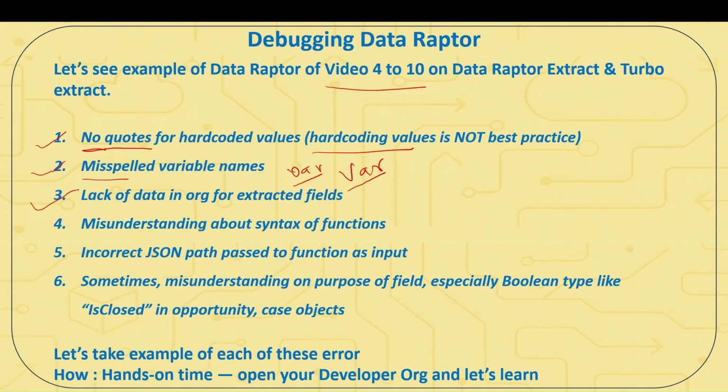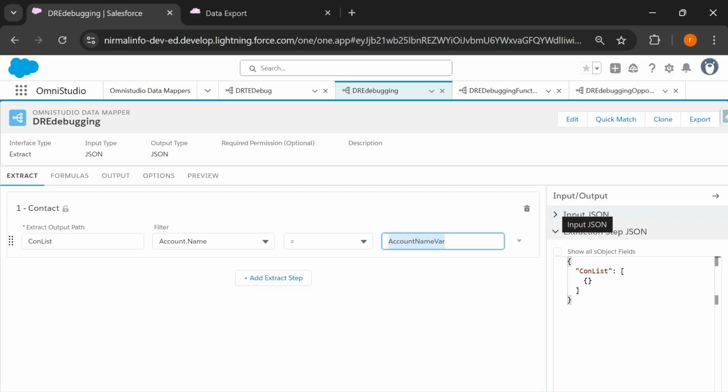Sometimes there is a lack of data in an org for the extracted fields. Just now I gave the example of ACME. Account ACME is present, but account ACNE is not present. Either this is a mistake while we type, or we searched for the correct account name, but the record is not present for this account. Now let's see one more example.